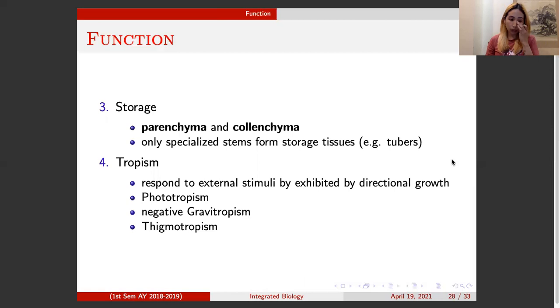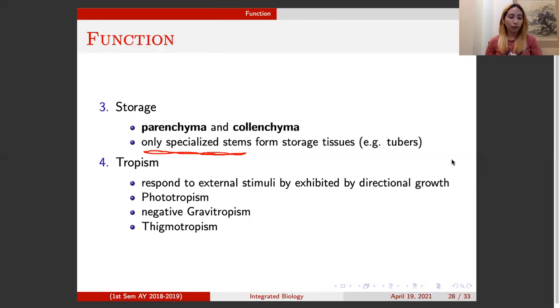Of course, the stem can also function for storage, pero only specialized. Let us take note of that. Only specialized stems, right, form storage tissues. Example of that will be tuber, and that would be introduced to you guys later towards the end of the lecture, which is malapit na. Okay, doon sa ating mga modified stem. Okay, storage, by the way, storage within the stem can be found in parenchyma cells and collenchyma cells since they are the ones with a living protoplast.